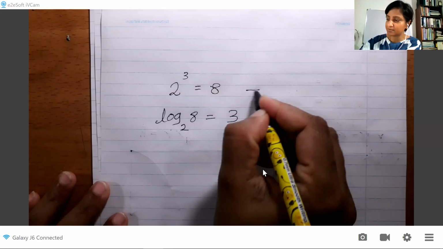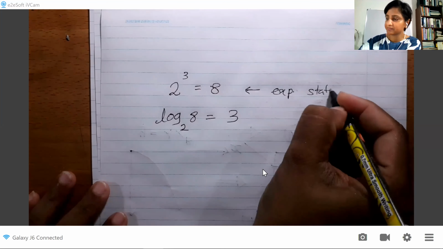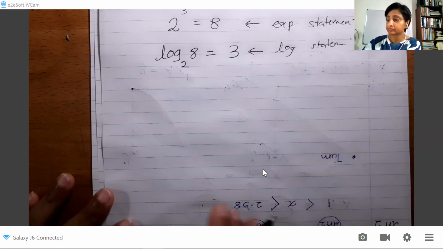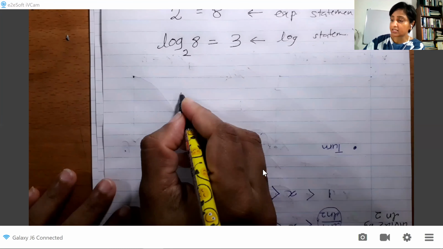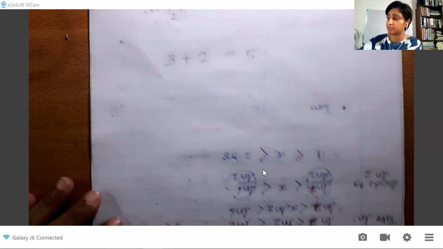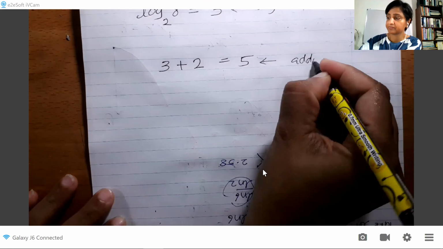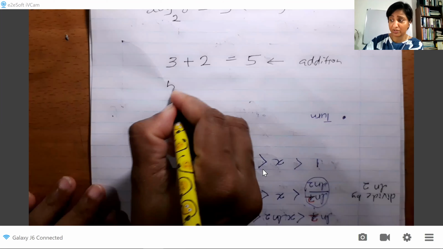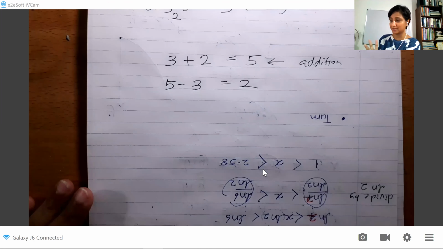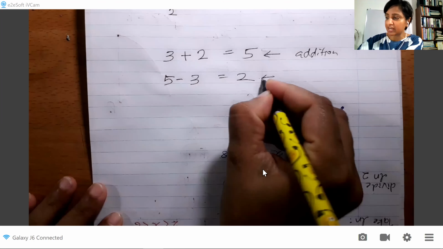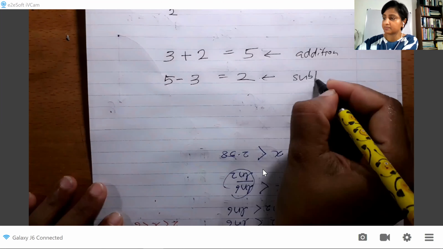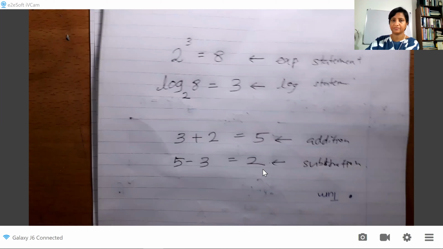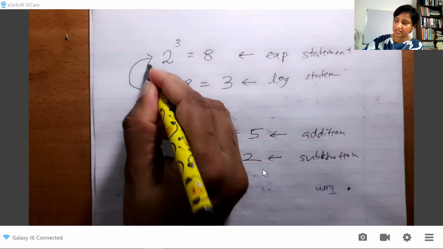This is an exponential statement. This is a log statement. They are the same thing. It's like an addition statement: 3 plus 2 equals 5. I can say the same thing using a subtraction statement. If I say 5 minus 3 is 2, it's the same 3 numbers, but I've turned it into a subtraction statement. Still the same thing. So any log statement can be turned into an exponential statement, and any exponential statement can be turned into a log statement.